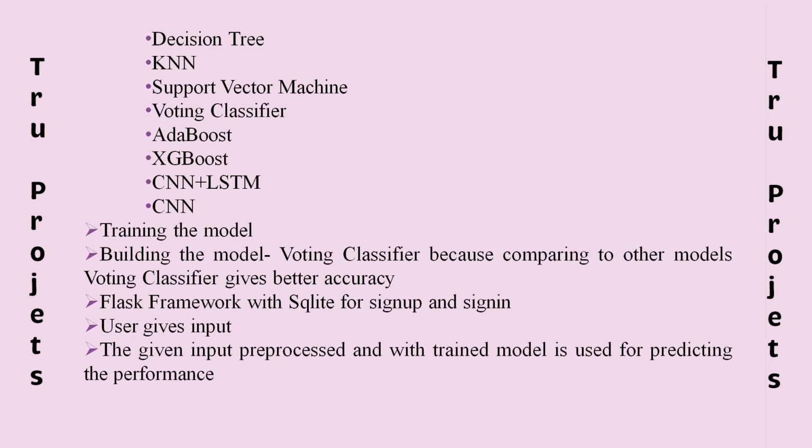Predicting the performance. The pre-processed user input is then passed into the trained voting classifier model. The voting classifier combines the predictions from various models based on the input. It predicts the CKD stage for the given input using the collective knowledge of the individual models.